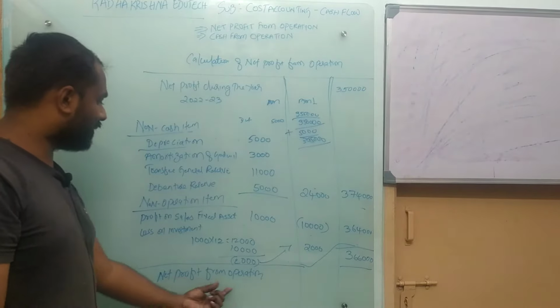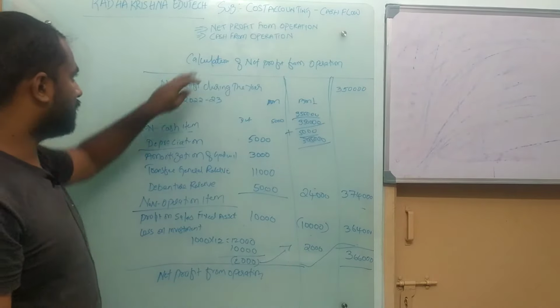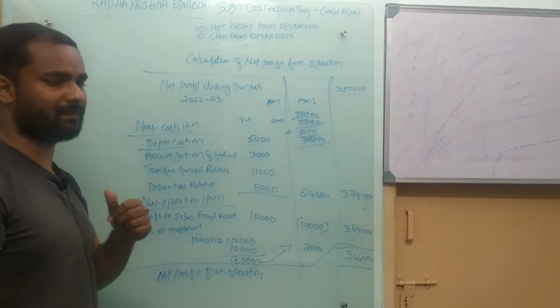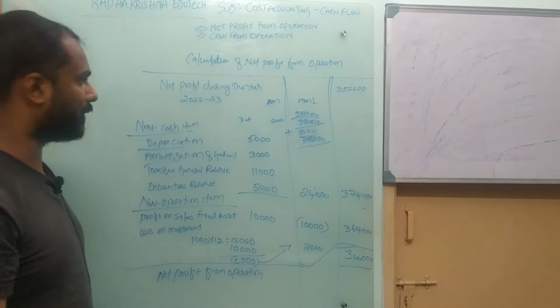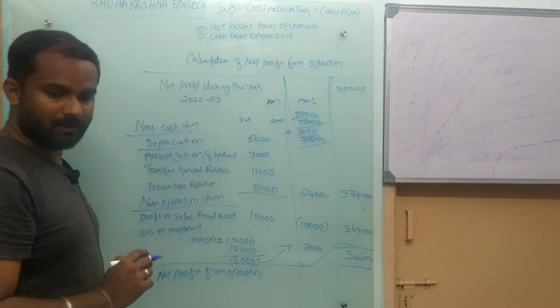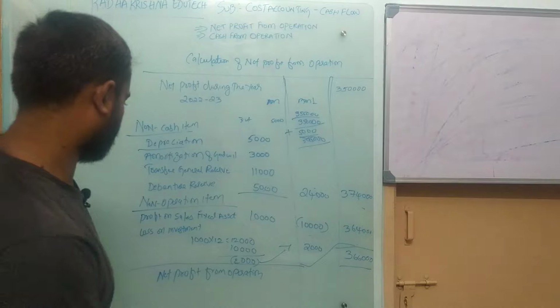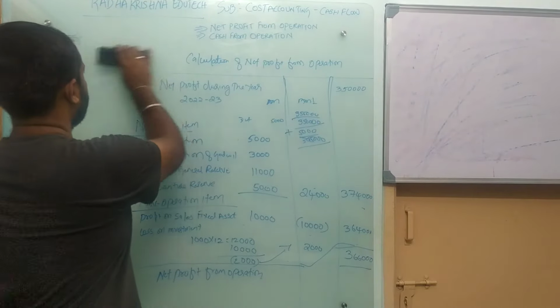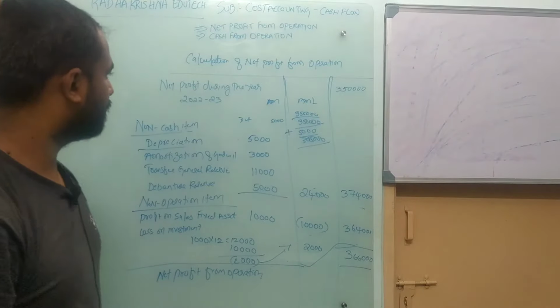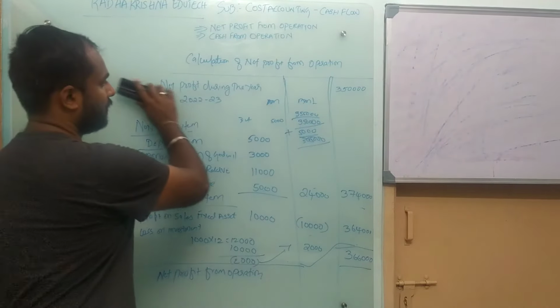After calculating this net profit from operation, you have to calculate cash from operation. I will include one or two small basic examples and finish. For example, I will reduce here so you will understand.